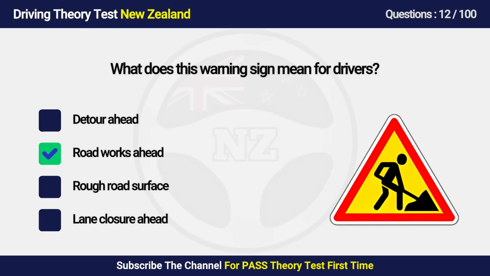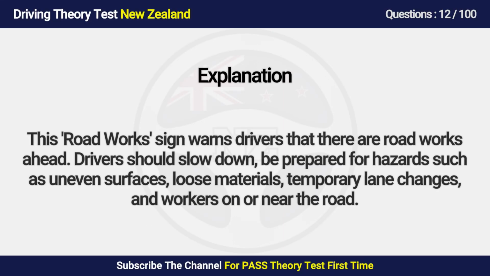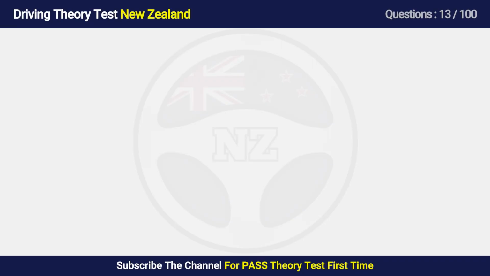Answer is B. Roadworks ahead. This roadworks sign warns drivers that there are roadworks ahead. Drivers should slow down, be prepared for hazards such as uneven surfaces, loose materials, temporary lane changes, and workers on or near the road. Question 13.